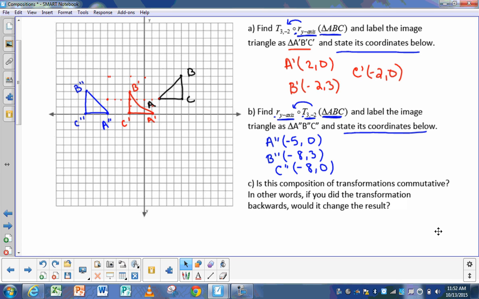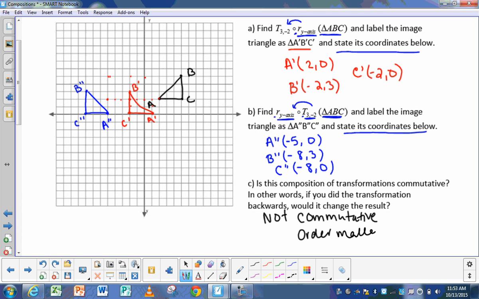Now, is the composition of transformations commutative? Well, did I get the same coordinates? No, I did not, right? So I know that it's in fact not commutative. That means that order matters. So order matters, right? That means that if I go ahead and take a reflection then a translation, that's going to be completely different from taking a translation then a reflection, because my triangle that is red and my triangle that is blue are not the same.